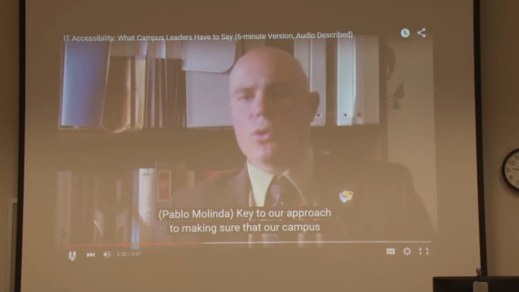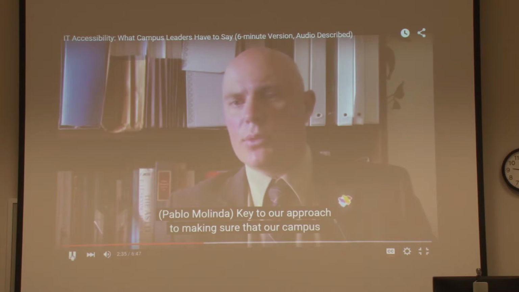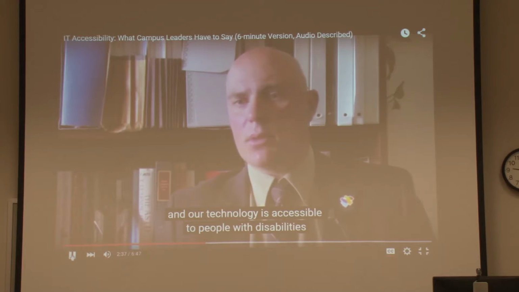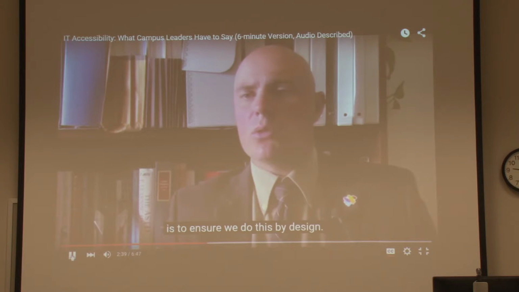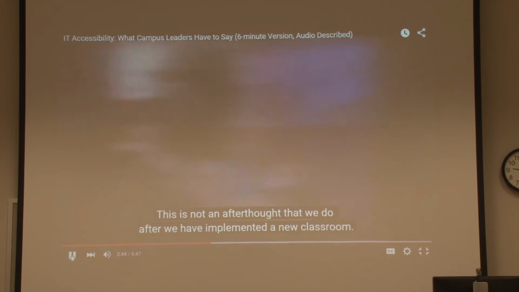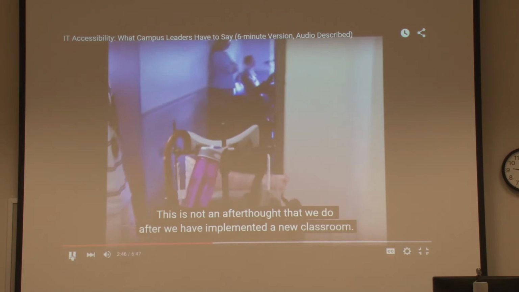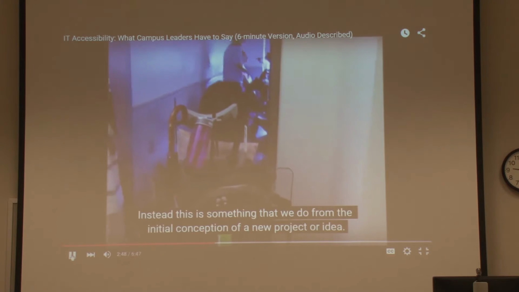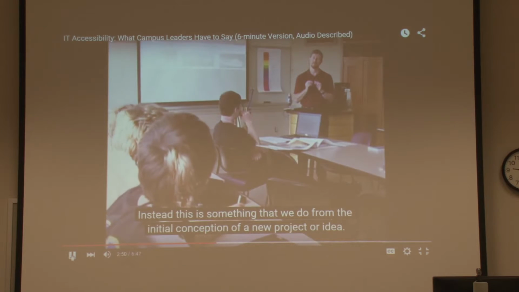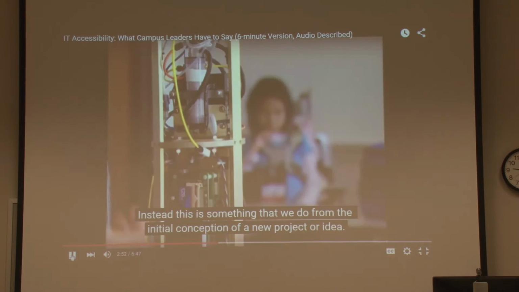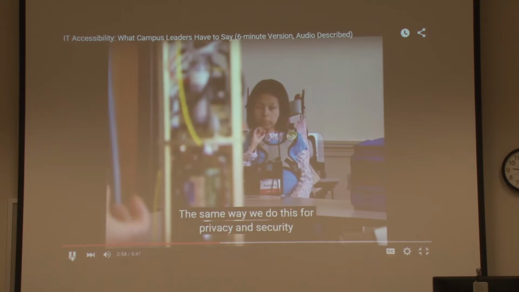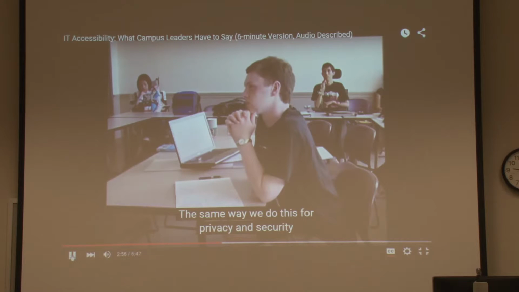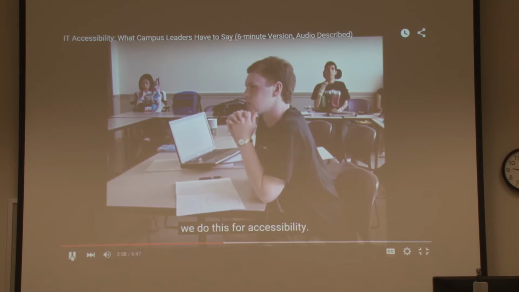Key to our approach to making sure that our campus and our technology is accessible to people with disabilities is to ensure we do this by design. This is not an afterthought that we do after we have implemented a new classroom. Instead, this is something that we do from the initial conception of a new project or idea. The same way we do this for privacy and security, we do this for accessibility.